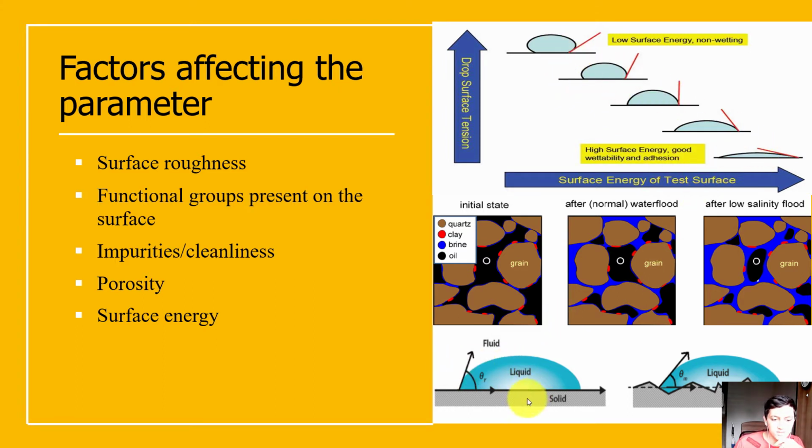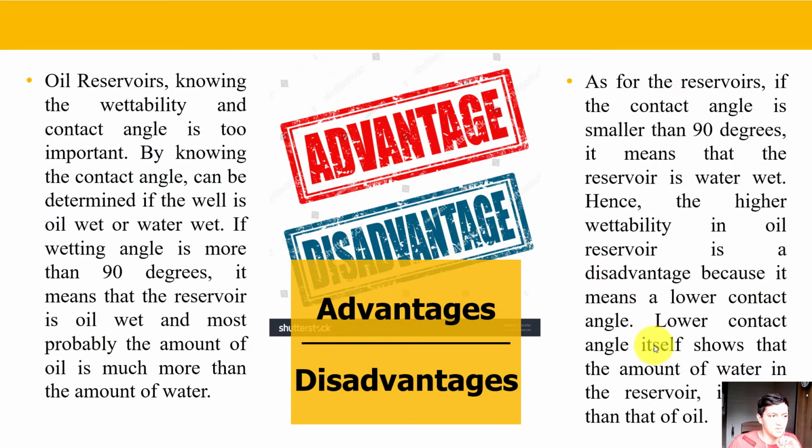Surface roughness is also one of the factors. We normally consider the surface to be just straight like this, but it isn't, and all of the surfaces are like this, very rough. So depending on this roughness, the wettability can change.